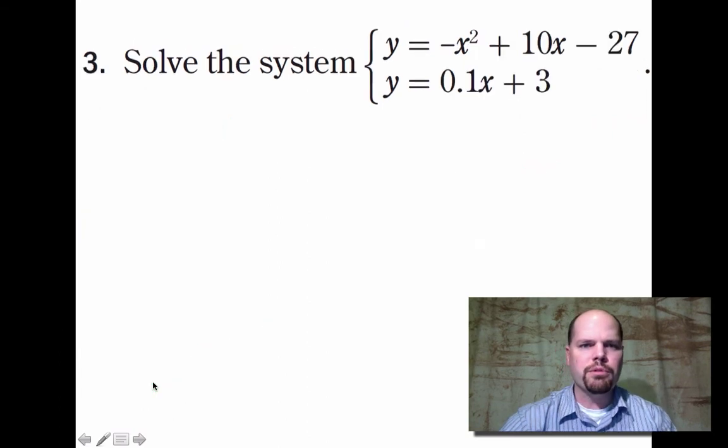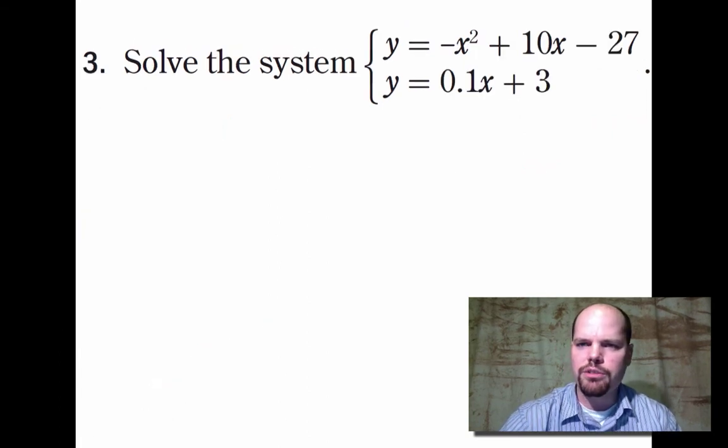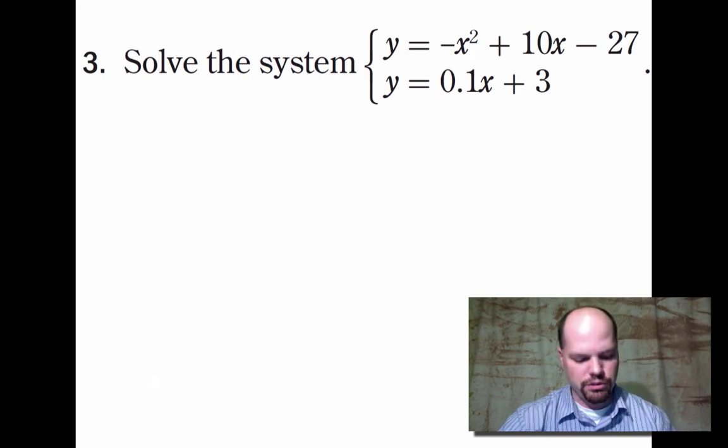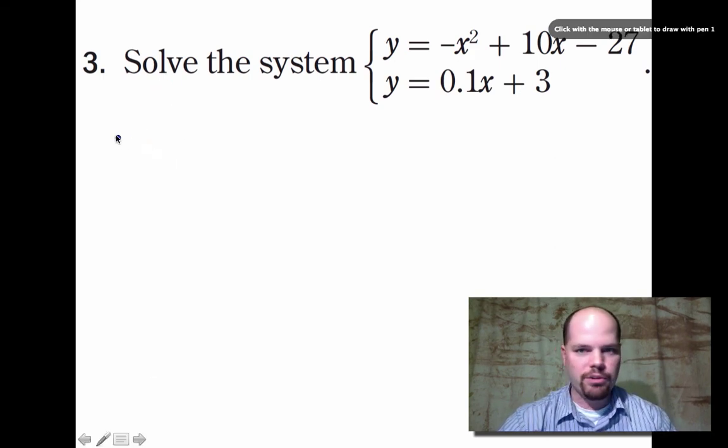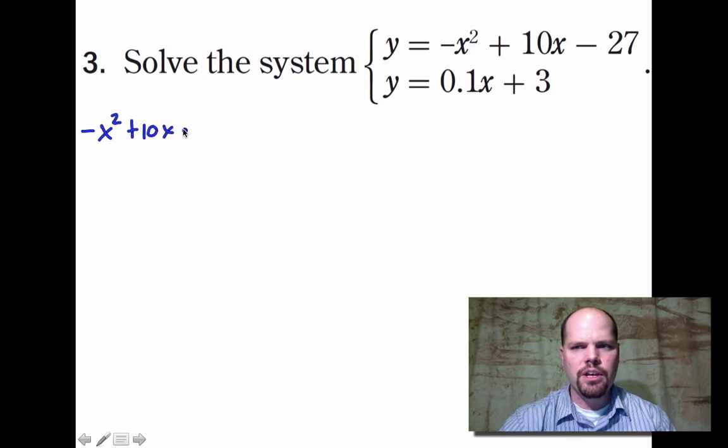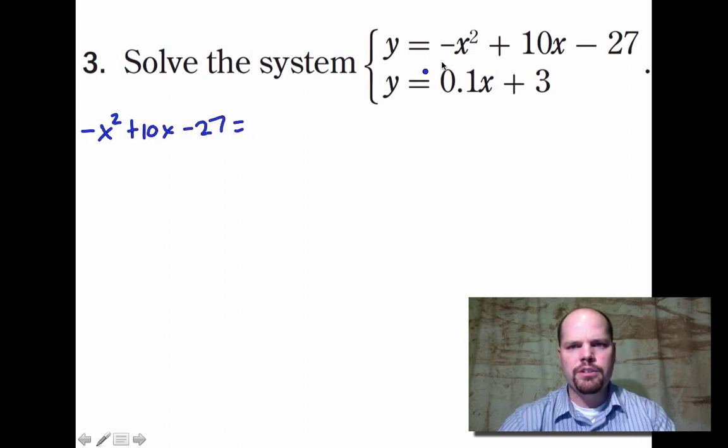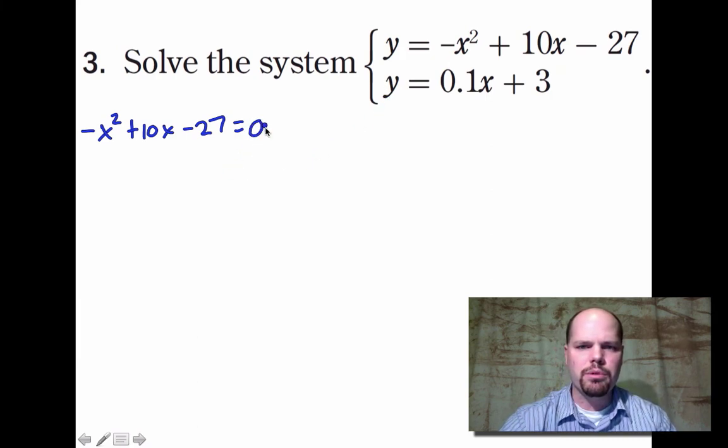Okay. Number 3, solve the system y equals -x squared plus 10x minus 27 and y equals 0.1x plus 3. This one, they're set up for graphing or substitution, once again, just like the first two examples. So I'm going to use substitution. -x squared plus 10x minus 27. So I'm taking what y is here and replacing it down here in this y equals 0.1x plus 3.